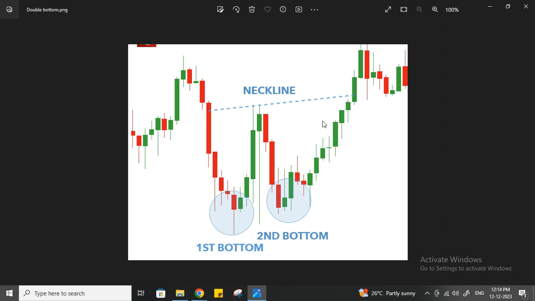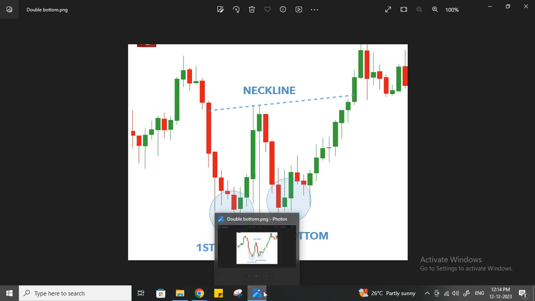The second method is identifying and marking the resistance levels and keeping them as targets in your chart. So let's see some live examples in the market of how this double bottom pattern is formed, and after that how the market reacted.